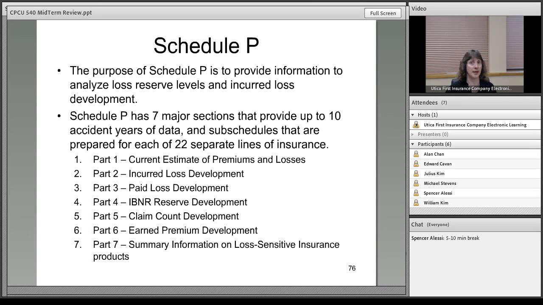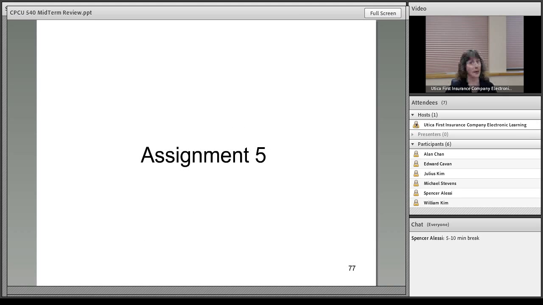Schedule P. This lovely schedule has seven parts, and it provides information that analyzes your loss reserve levels and loss development. And these are the seven parts. So I do encourage you to just become familiar with this, make some acronym or some way to remember it. I think it will be helpful to you. So that was assignment 4, which talked about insurance company financial or SAP financial statements.